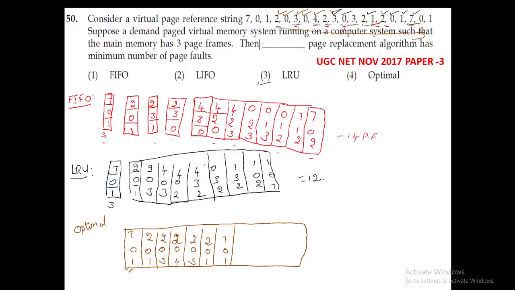Initially there are 3 page faults, and then 4 5 6 7 8 9, so totally 9 page faults are there, right? If you take the minimum value among these, 9 is the minimum value, so the answer for this question is the optimal page replacement algorithm.